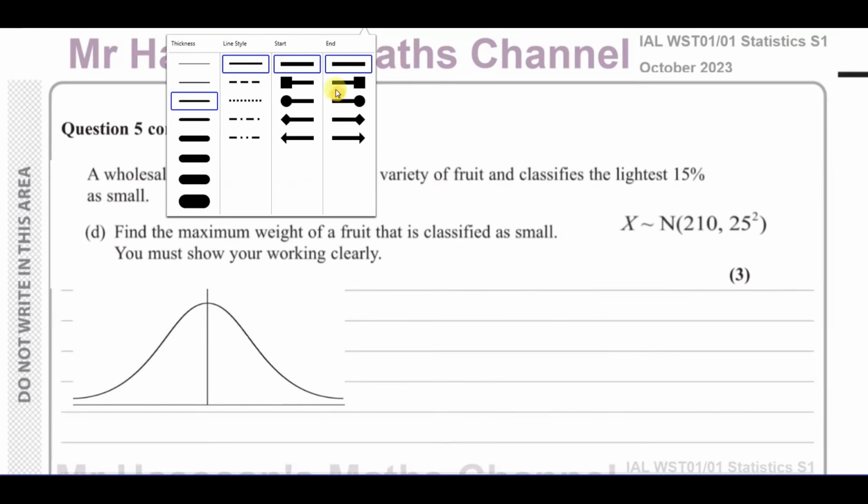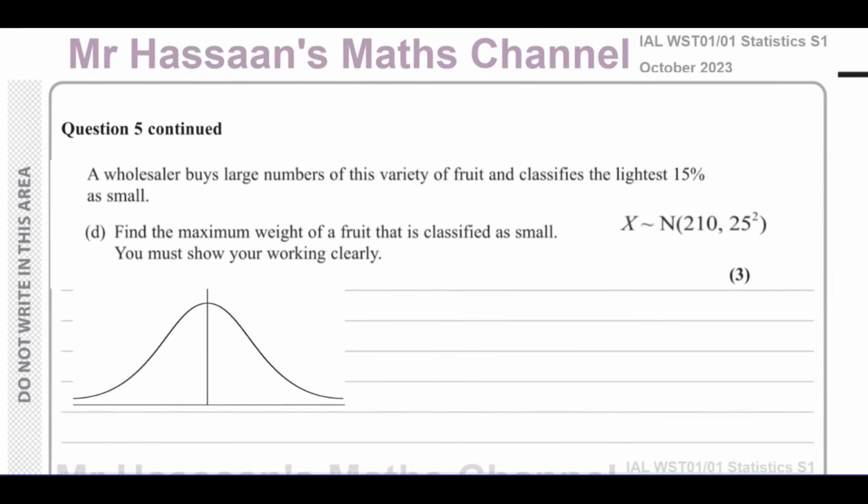Okay, so that means basically if it's small, the lightest 15% means that the maximum weight of a fruit from the lightest 15% is such that it's in a place where 15% of the fruit is less than its value. So we can say that this area here, for let's call this the z value, which we don't know, is going to be 0.15. Okay, so we can say the probability that z is less than this value. Let me call it something else.